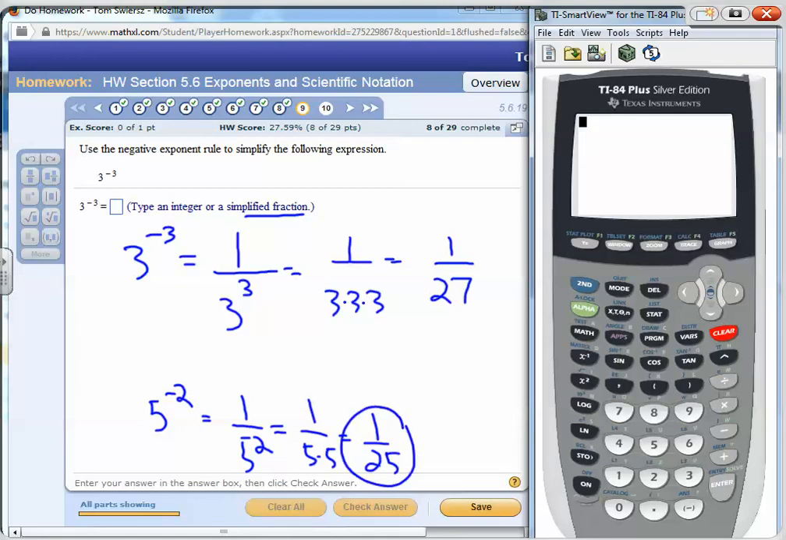Notice the answers are positive. They're not negative, okay? You go from the numerator to the denominator with a positive exponent. Numerator to denominator with a positive exponent. Okay, so 3 to the negative 3 is 1 over 27.